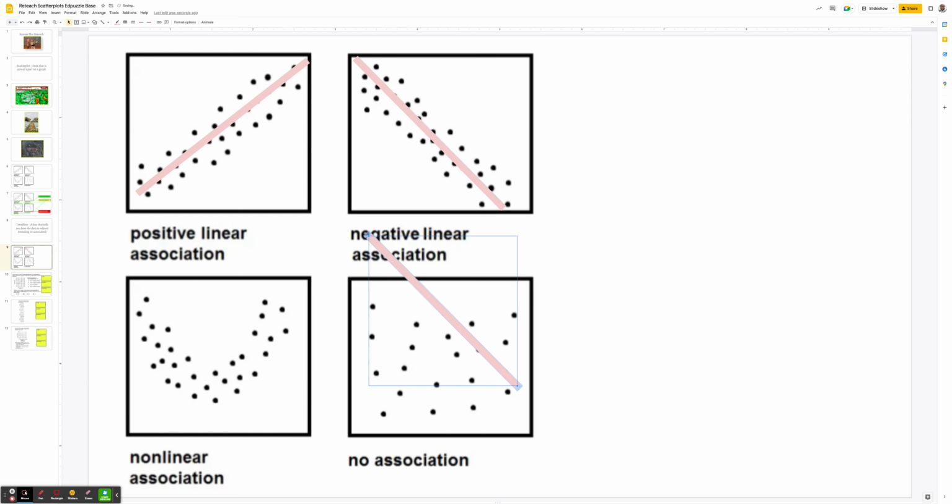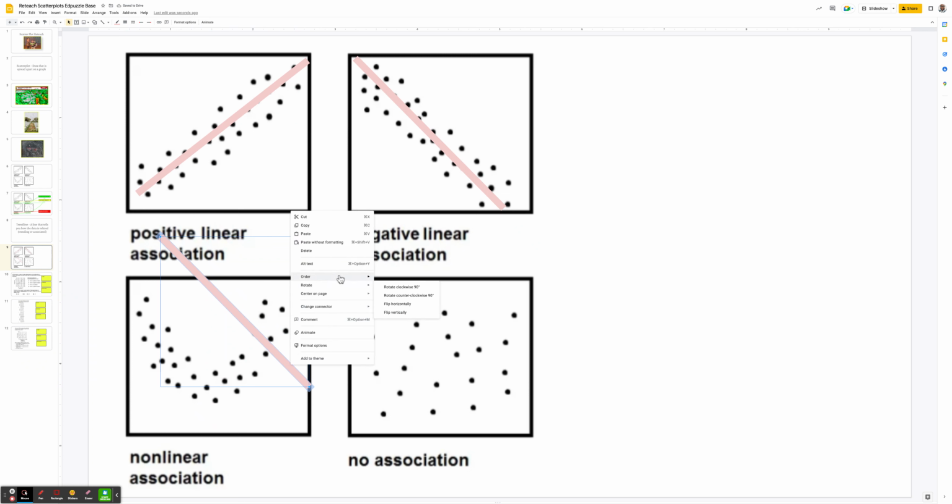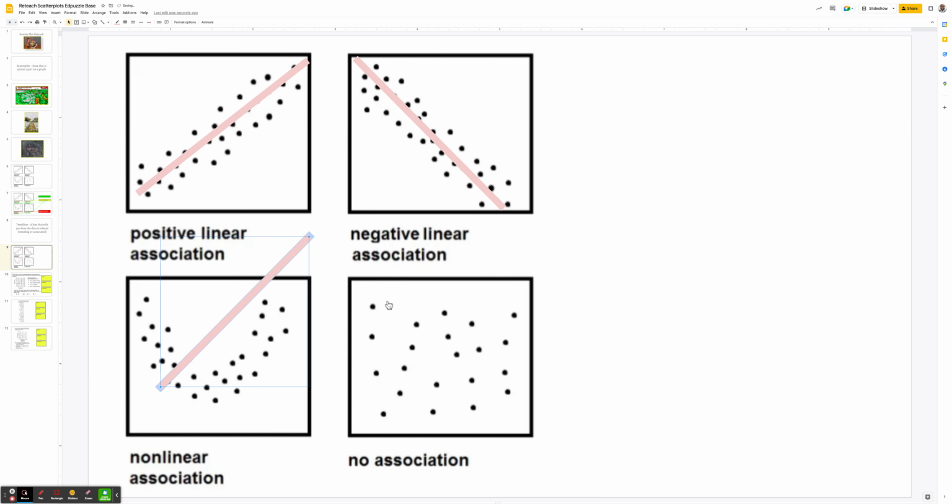But over here, these bottom two, I want you to notice something. No matter what type of line I try to draw, I can't do a straight line through this data. If I put it on that side, if I put it over here, if I were to rotate it, I mean, flip it per se. Let's see if I can do that real quick. Order, rotate, flip horizontally. That doesn't do anything for me. There's nothing I can do. I cannot put a line through that data, and that is why it is nonlinear.